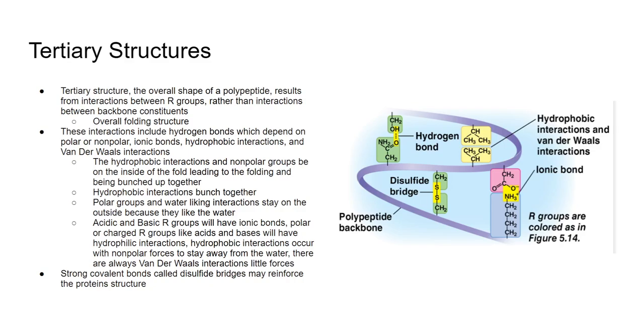So tertiary structures, which are the overall shape of a polypeptide, result from interactions between R groups rather than interactions between backbone constituents. So, right, we were talking about the amine group with secondary structures, but tertiary structures bond with R groups and the side chain. So, if we were to look at this graphic here, we have an R group on an amino acid here, and then on this part of the tertiary structure, we'd have an R group here.